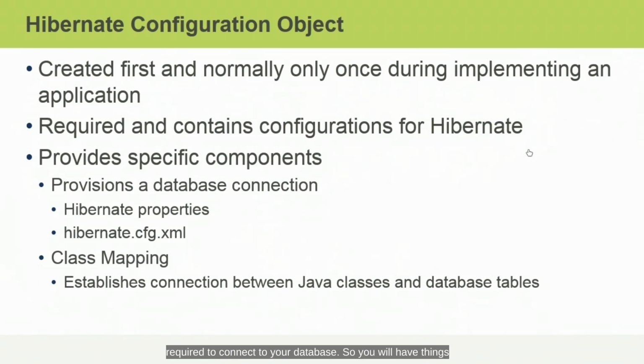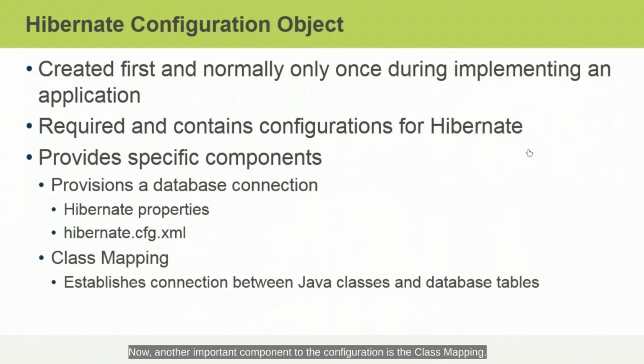So you will have things in this properties file such as the database vendor, so Oracle, MySQL, SQL Server, and so on. You will have the database connection string, which would be vendor specific. You'll also have the database name, the username, password, as well as the database dialect.